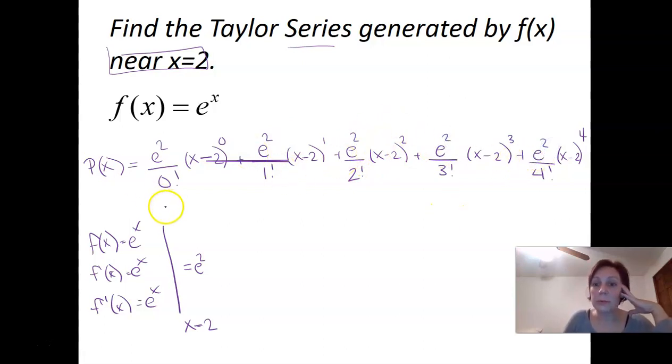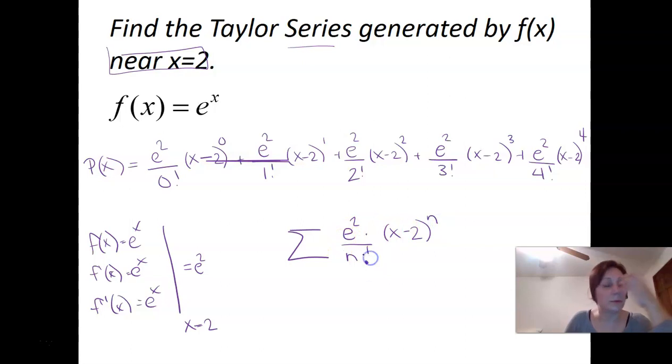Okay, so let's write our rule. I have every single term, none of them canceled out. They're all positive, so I don't need a -1 to the n. So I'm going to write my summation. I need an e squared. There's an e squared in every single term. I need an x minus 2 to the n, and I need an n factorial. And I need my first one to be 0, so from n equals 0 to infinity.